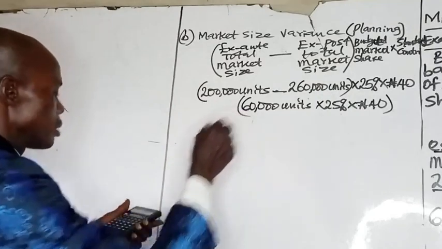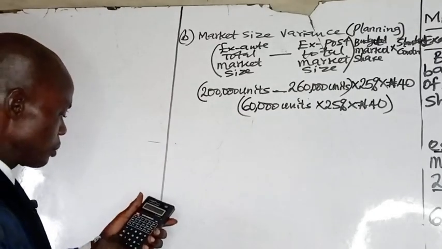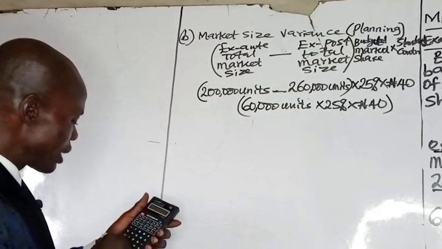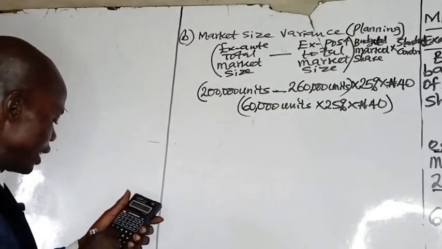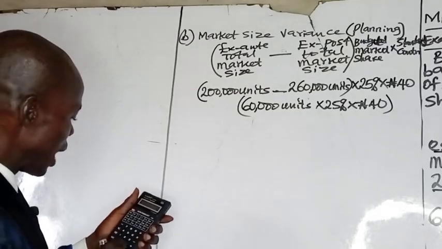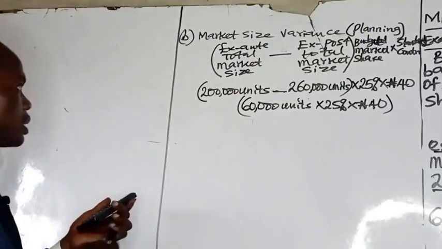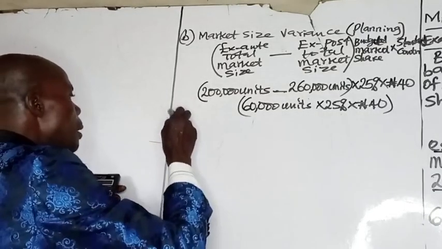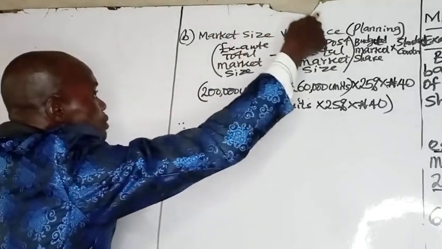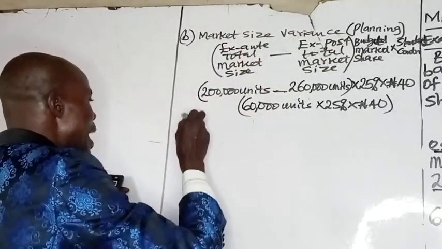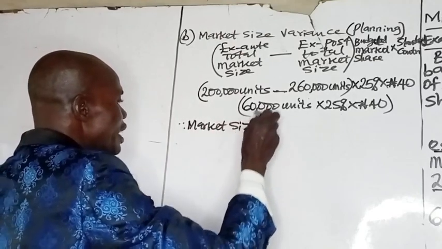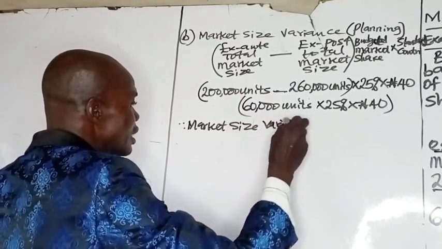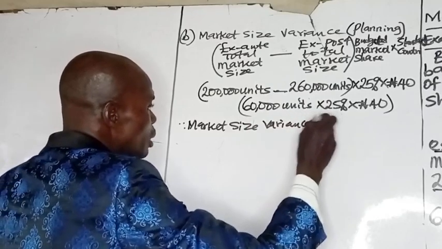60,000 times 25% gives us 15,000. 15,000 times 40 gives 600,000 naira. Therefore, the market size variance is 600,000 naira.